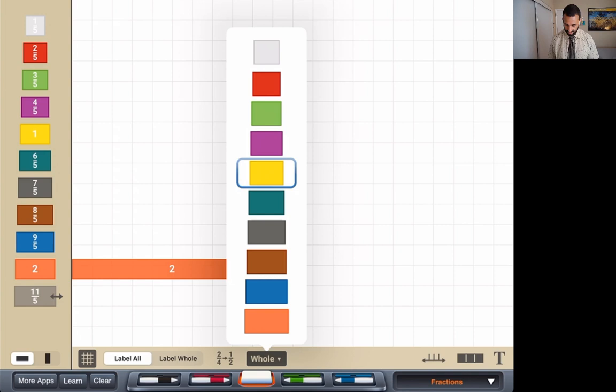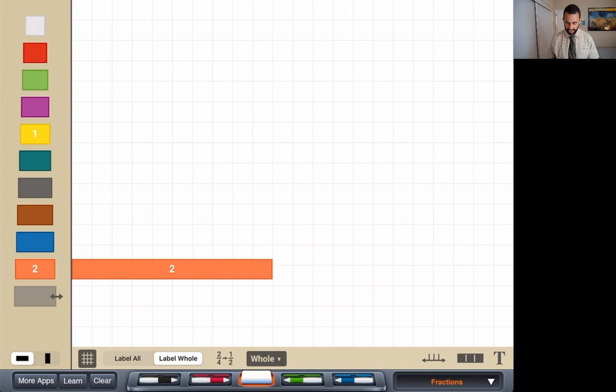It's a lot easier that way. And then if I want, at the very end, I can say, oh, let's label everything. But you'll see what I mean. So let's do some examples before I get too carried away.